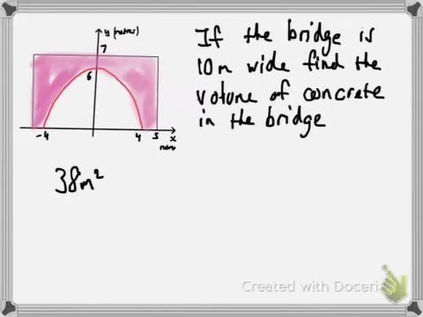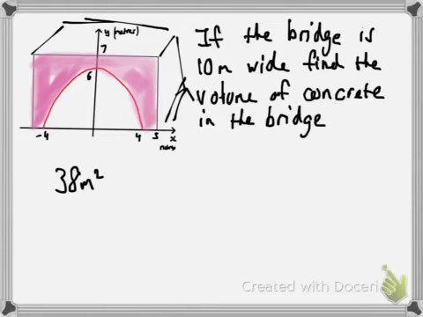Okay, we can now have a look at the last question here. If the bridge is 10 metres wide, find the volume of concrete on the bridge. So remember, we're sitting on the river at the moment looking through the bridge, but the bridge is actually a 3D structure. So it's got 10 metres wide that way. Okay, it's 3D, so it's going to go down the back there as well.